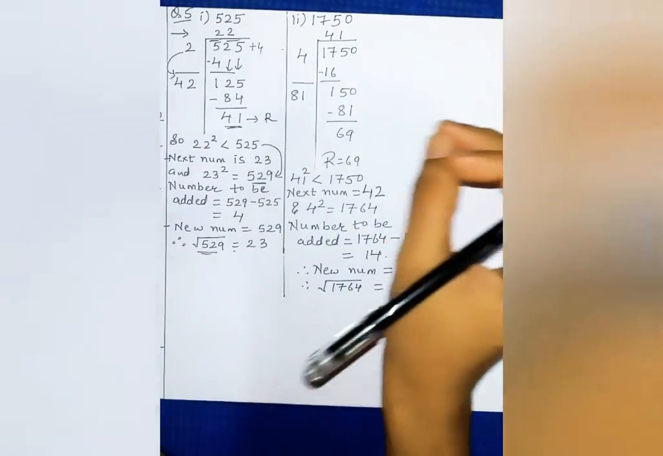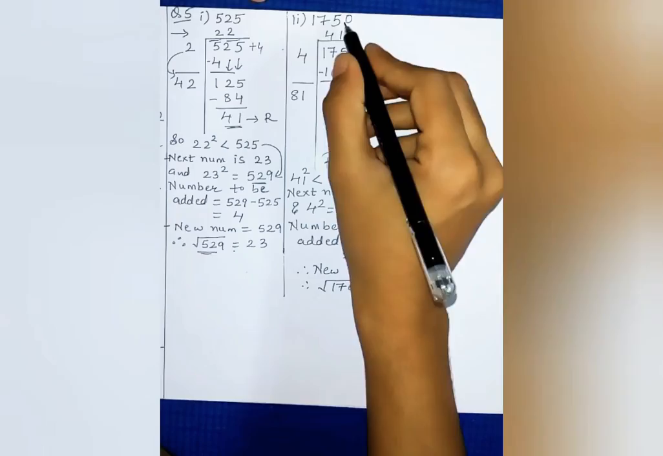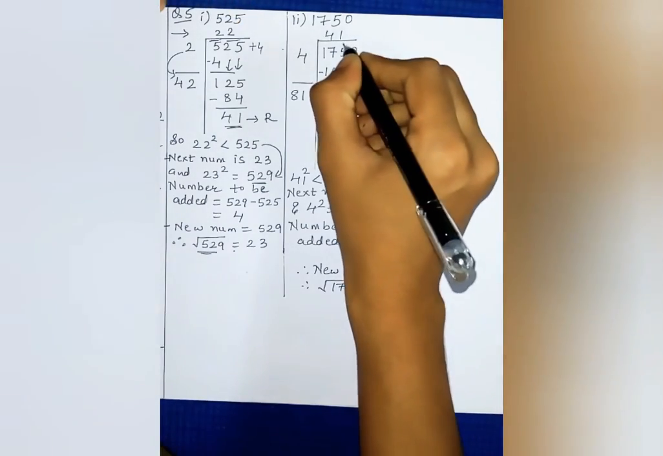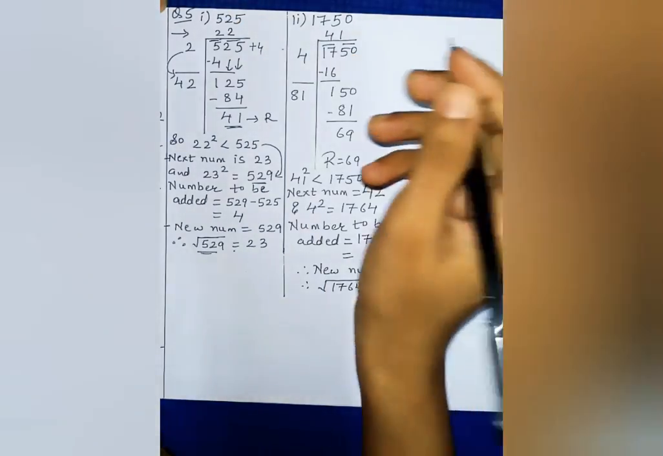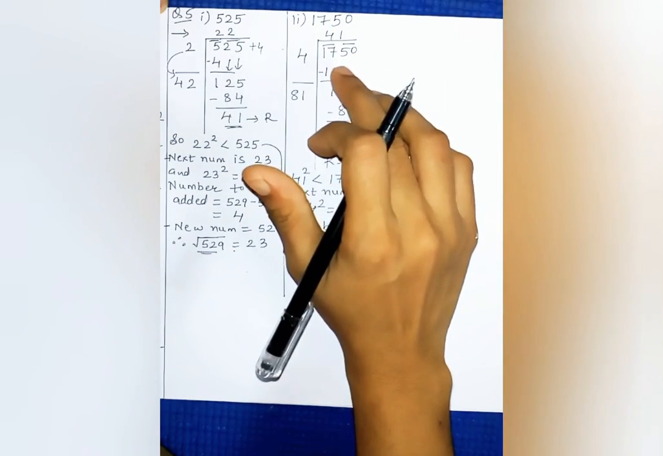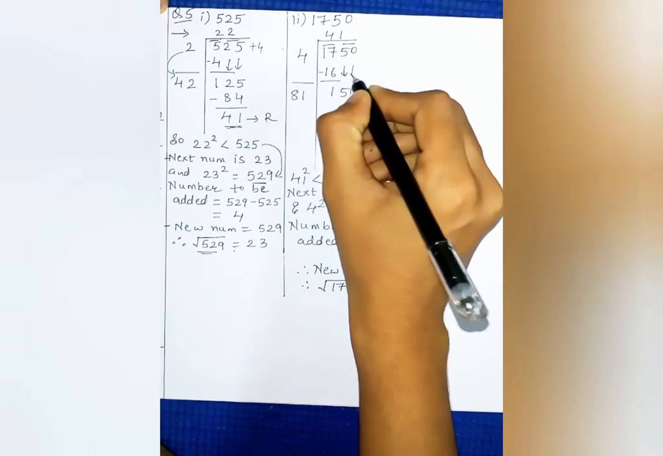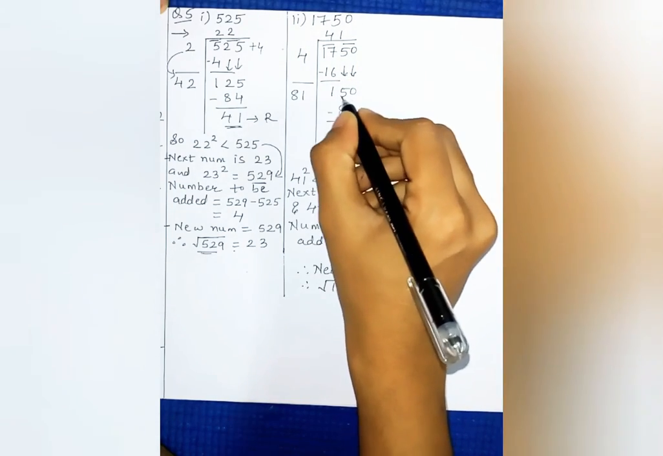Now let us see the second sum of the same question. The second number is 1750. Again the first step is we will draw the bar, and pair the digits. Again we will divide. So 4 4s are 16, we can take. Now 17 minus 16 will give you 1. This 50 is a pair, so we bring both down, so it will be 150.